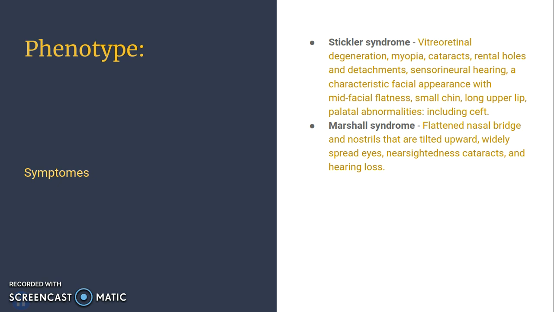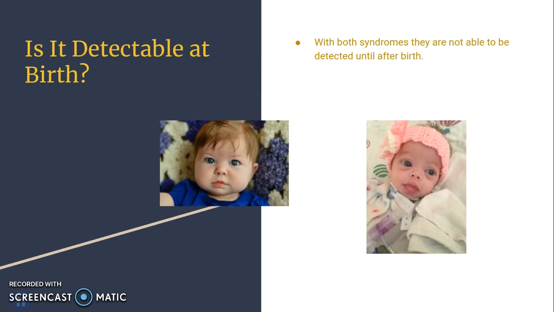And the Marshall syndrome is a flattened nasal bridge and nostrils that are tilted upward, widely spread eyes, nearsightedness, cataracts, and hearing loss. So is it detectable at birth? No. Both syndromes are not able to be detected until after birth.